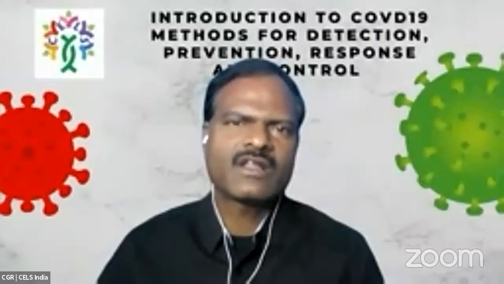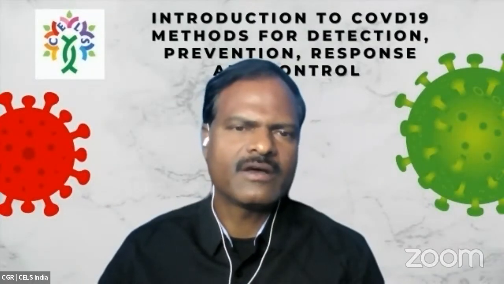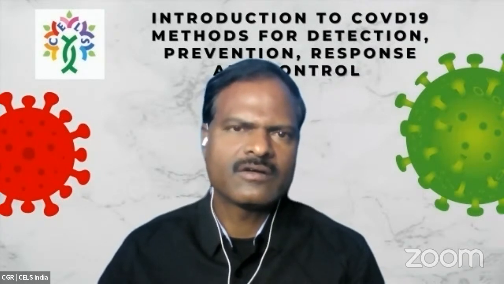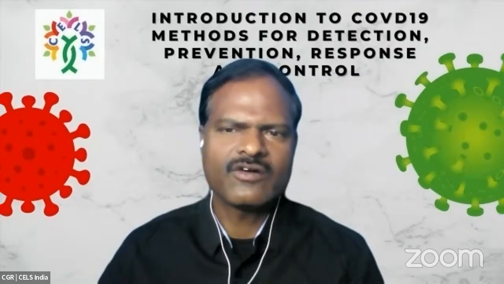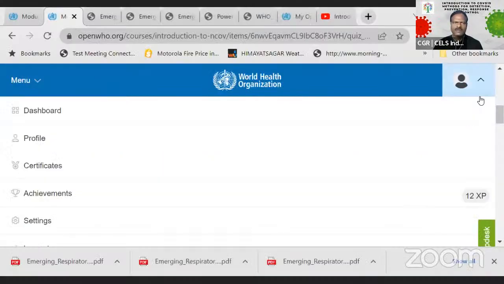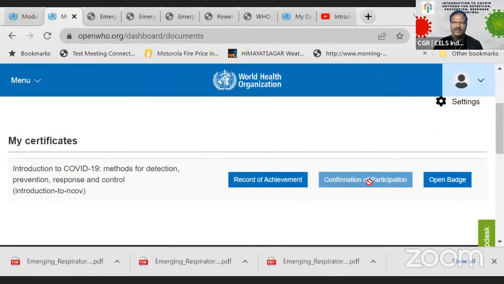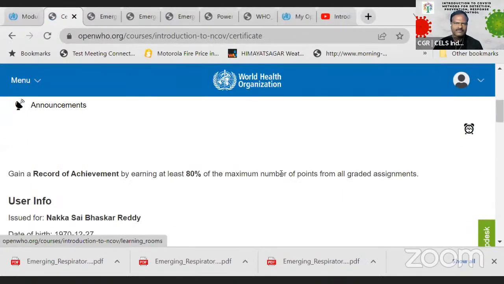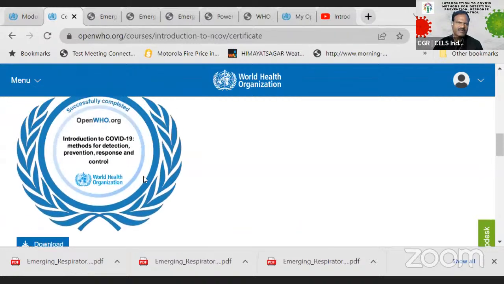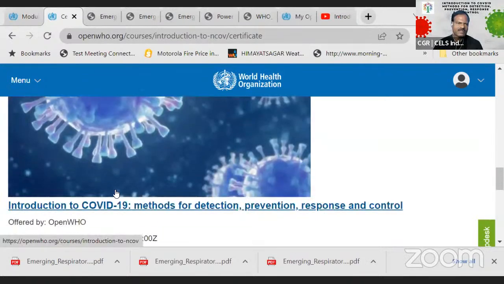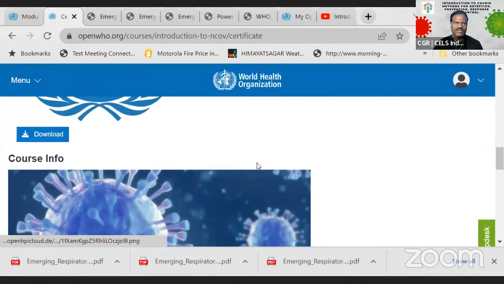So once doing all that, I will share. You might have seen the certificate, how and where it is to be downloaded. Here, once you get here, you will get to the certificate. So you'll also get an open badge. So this is the badge you get. You can post on your social media, like successfully completed openwh.org. You can download this badge and post it in your social media.